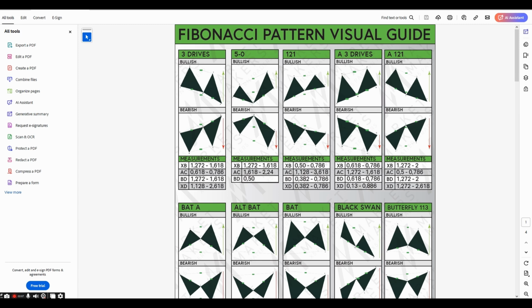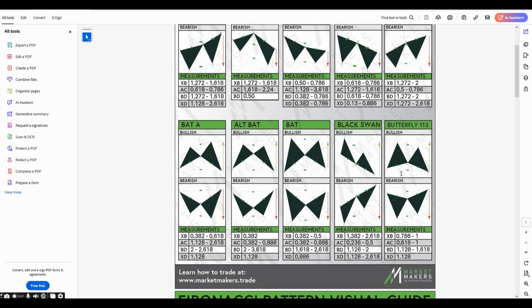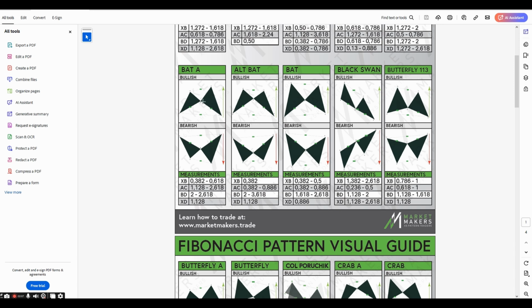We're looking at harmonic patterns. There are many types, bullish ones like the 3 drives pattern, the 5, 0 and the 121, and bearish ones as well. You're welcome to take screenshots to capture all the Fibonacci measurements below.